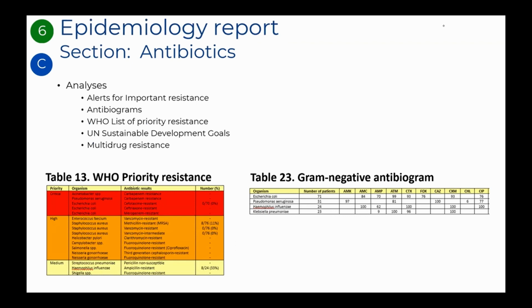The section on antibiotic results has several parts summarized on the next 2 screens. There are tables for isolates with important resistance and aggregate antibiograms for gram-positive and gram-negative organisms. Table 13 displays the list of specific resistant phenotypes identified by WHO as critical, high, and medium priority for purposes of new drug development. WHONET also includes the statistics requested by the WHO GLASS AMR module and the UN Sustainable Development Goals. On the next slide, we will see statistics about multi-drug resistance.